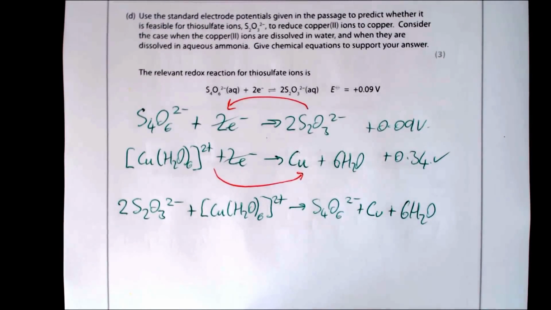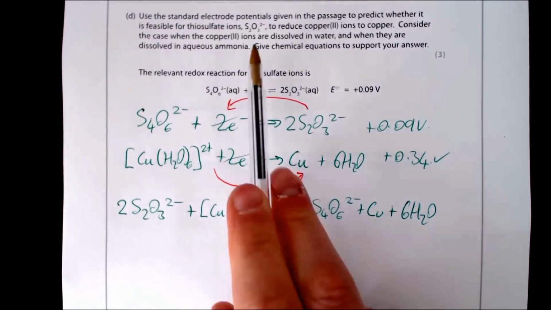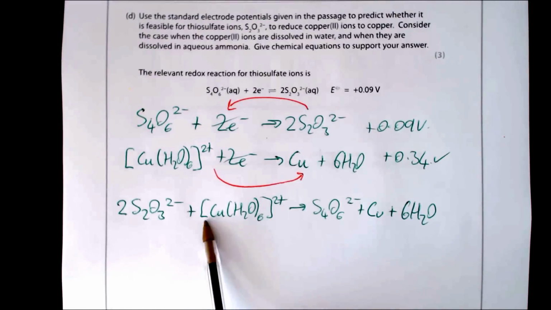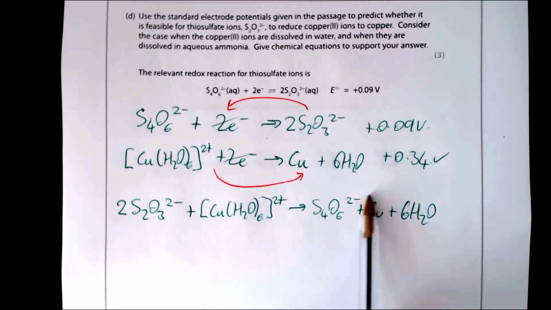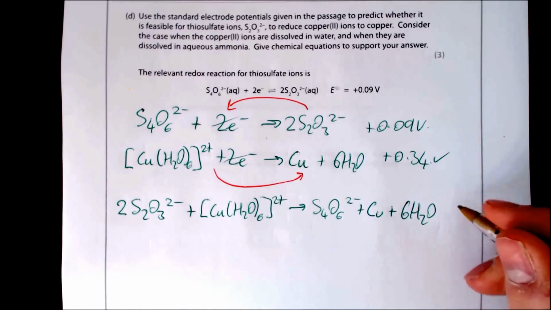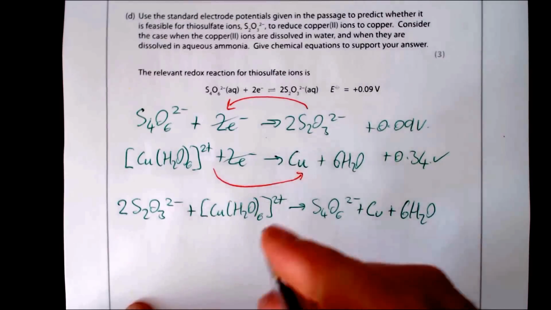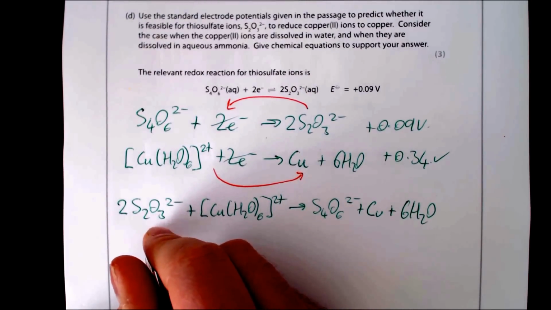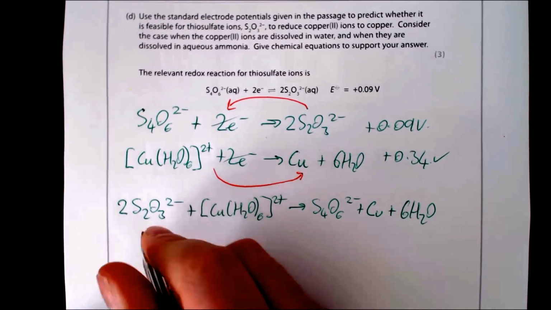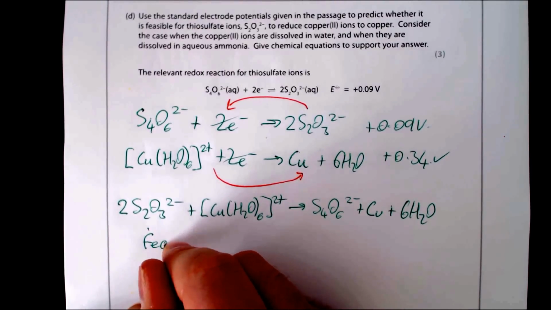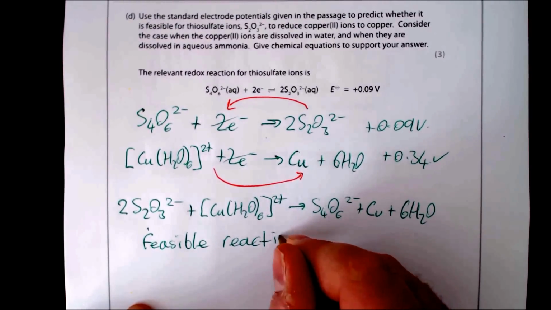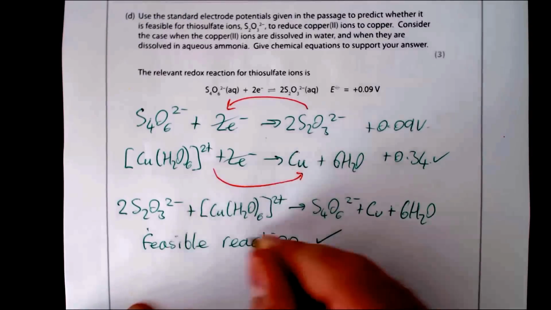Now, in this reaction, you can see that the thiosulfate, S2O3 2-, is actually reducing the copper 2+ ion complex to copper. So this one is a feasible reaction. We'll write this in here: feasible reaction. Okay, so we're just going to put a tick there to say this is a feasible reaction.